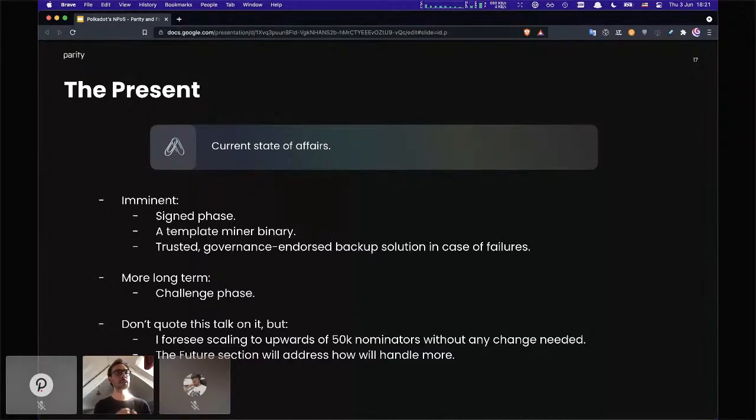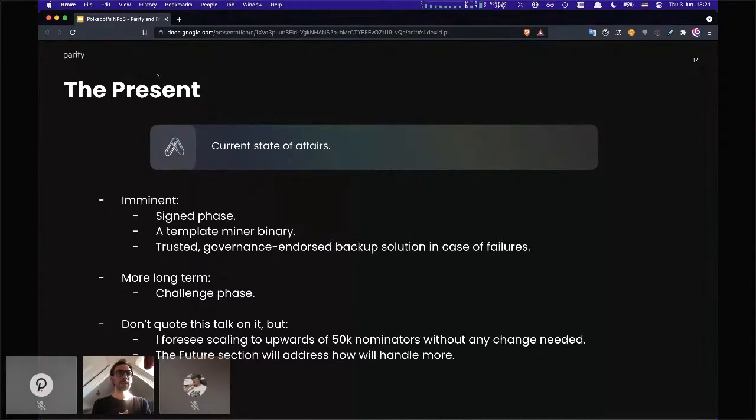That there would be a small opportunity for running off-chain miners in some way, miners that find solutions to NPoS and then submit them to the chain and get a small reward for it. Of course, it's still very near being done, but I already put it under present because I think it's imminent. It would be merged and deployed very soon.